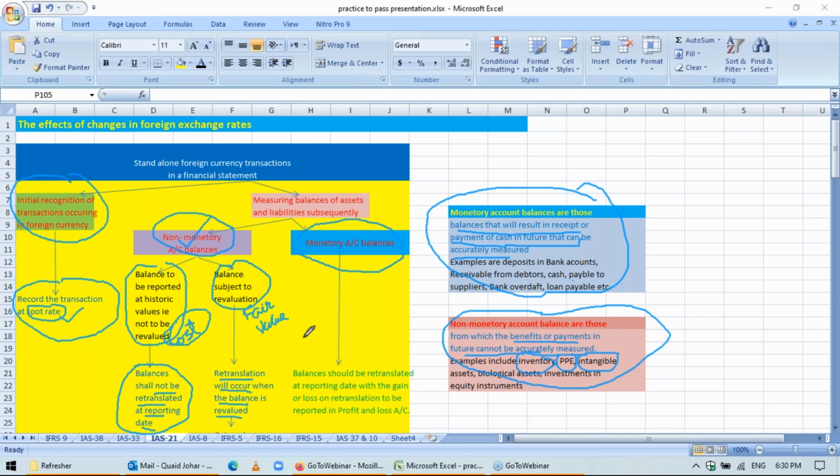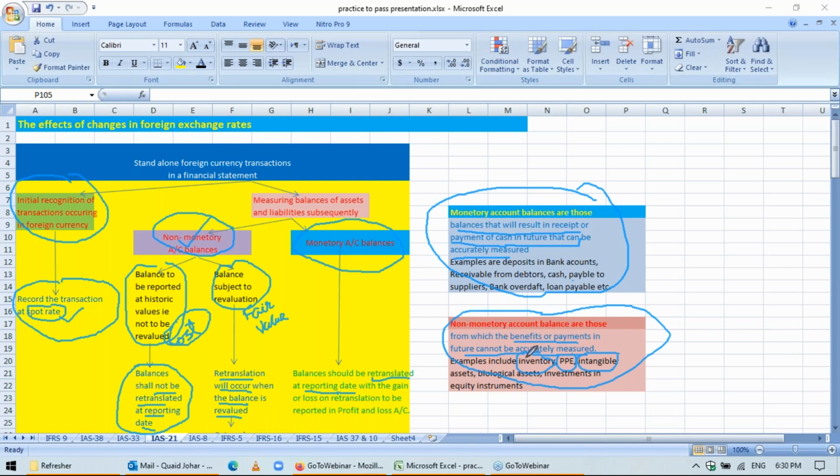Okay. So now let's move into the monetary items. Now what happens in the monetary items? You have to retranslate it, always. All monetary items in foreign currency, all monetary balances in foreign currency will have to be retranslated at the reporting date. So you will retranslate it.